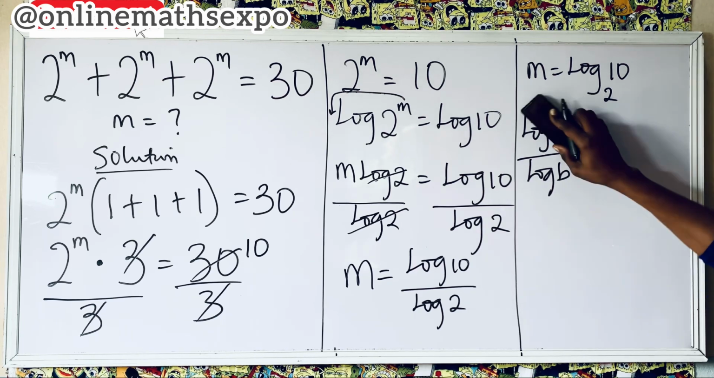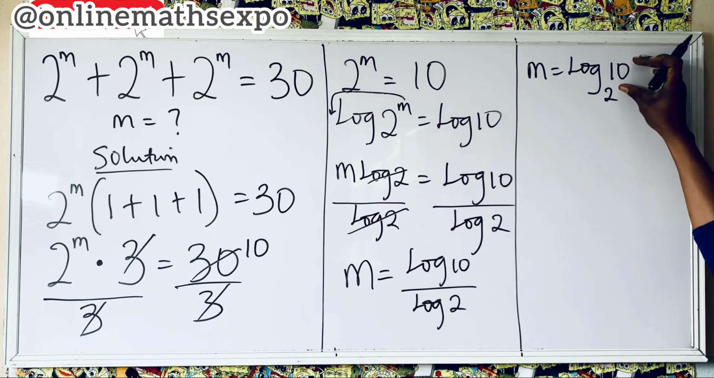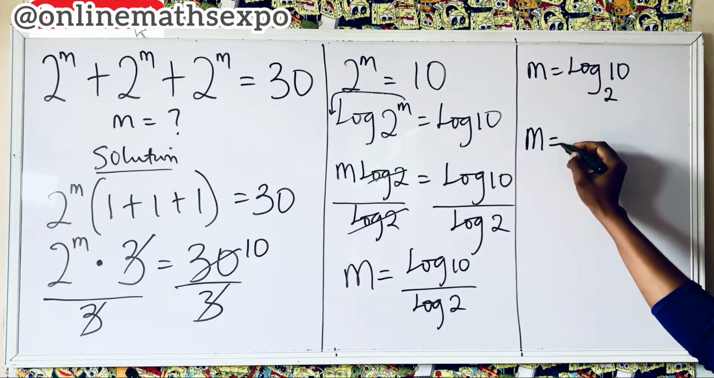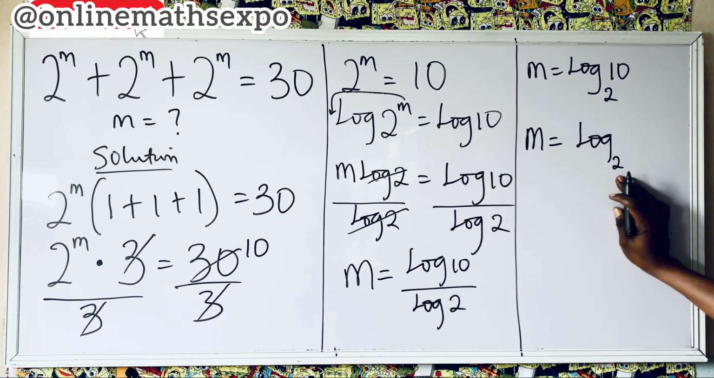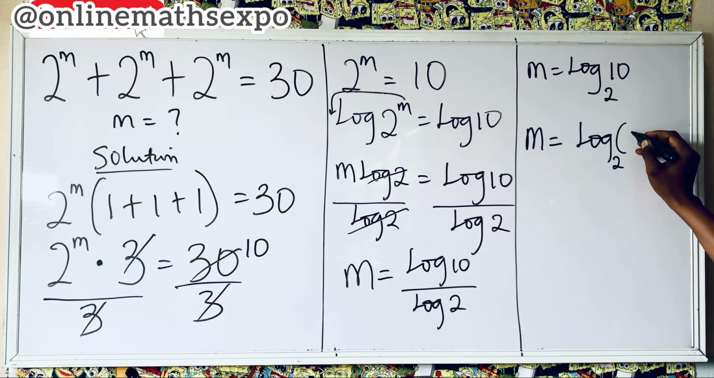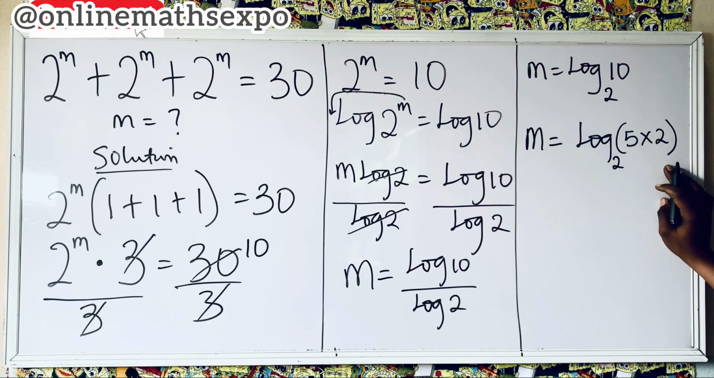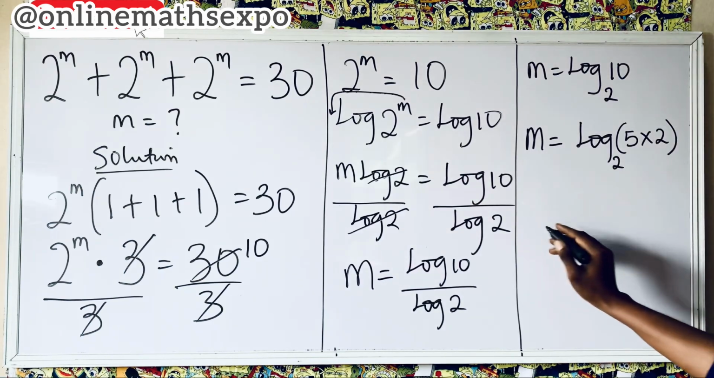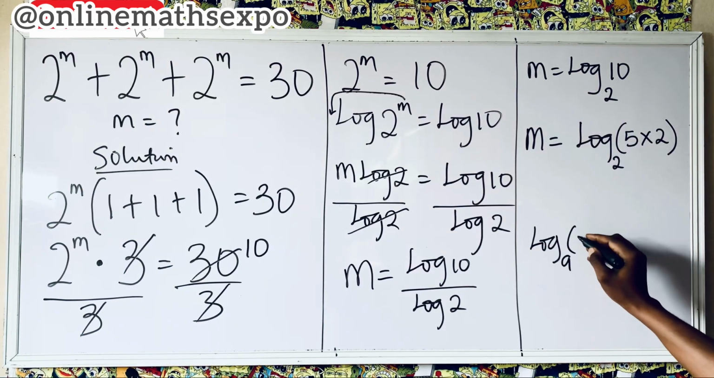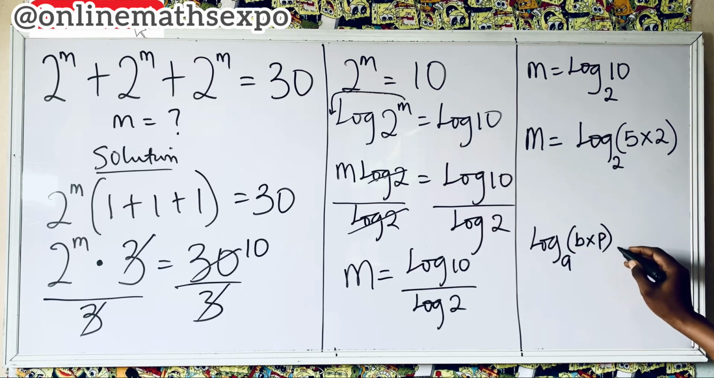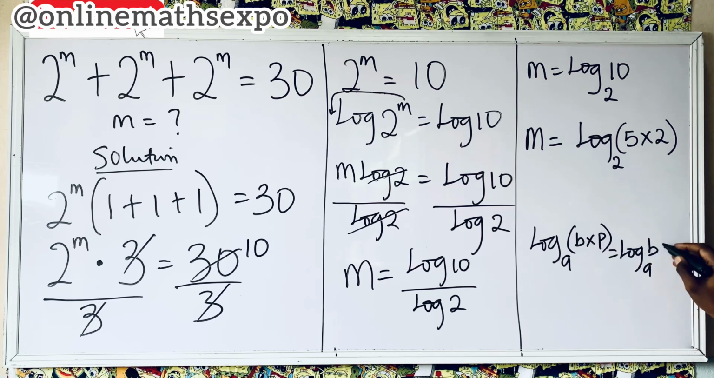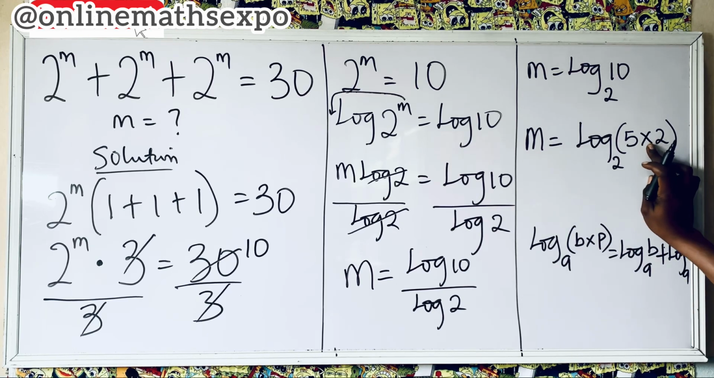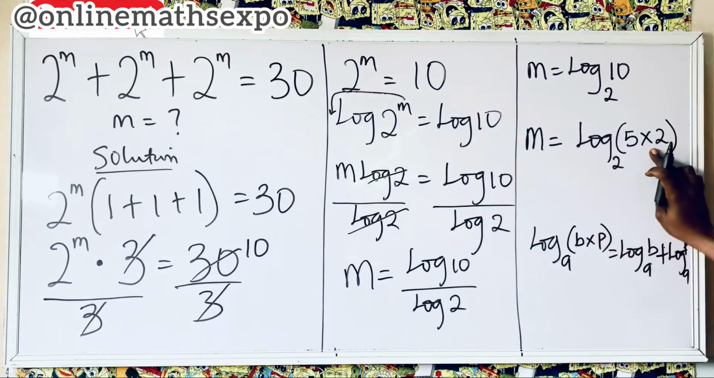So what do you do next? What you're going to do next is to still simplify. So we're going to have m is log of base 2. Remember, 10 is the same thing as 5 multiplied by 2. We are trying to simplify to the lowest form, okay? So at this point, remind yourself of the fact that if you have log of a times b, it is the same as log a plus log b. The multiplication turns to addition, okay? So this is what you have. So what it means is that you are going to split this log with your addition sign.